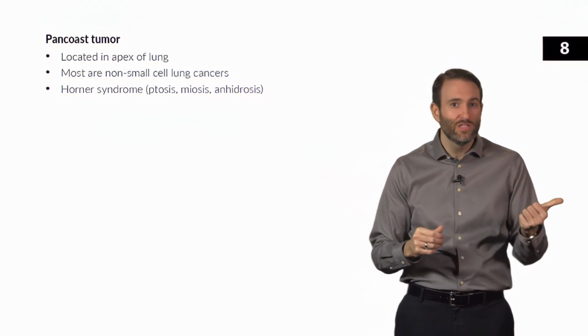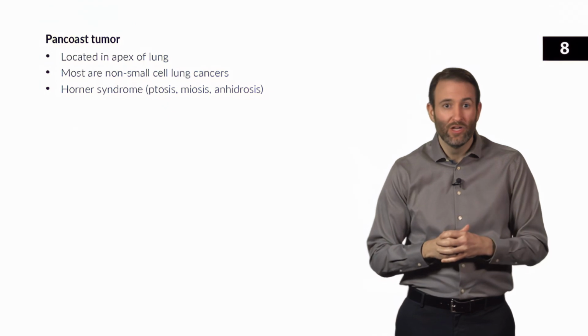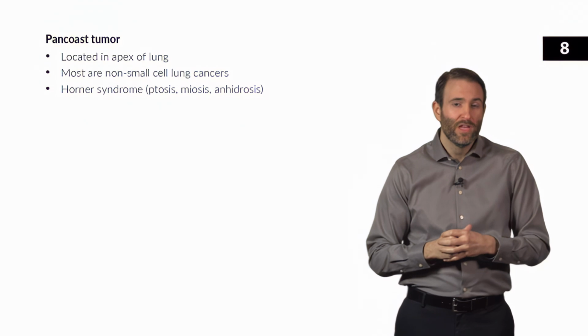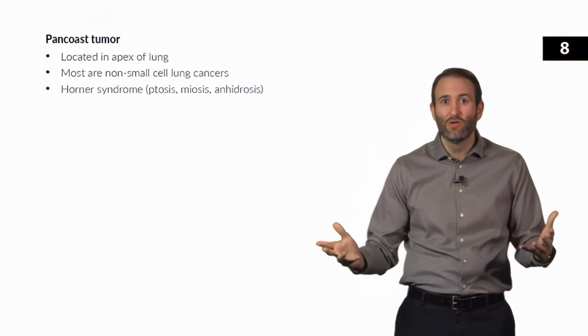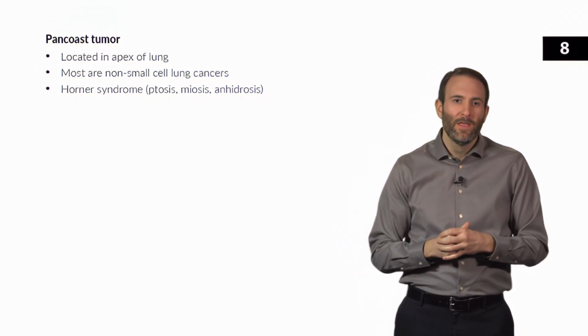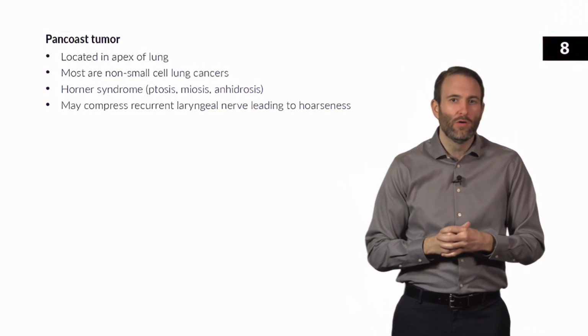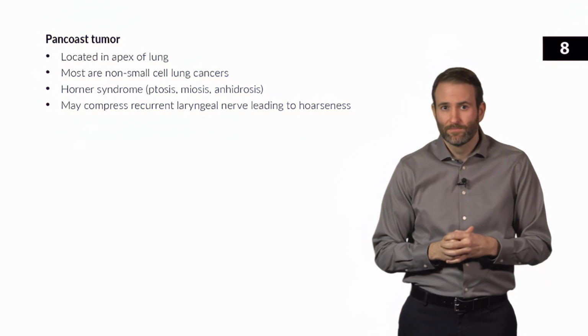Remember, it was ptosis, that's drooping of the eyelid, and usually that's just going to be unilateral. You have miosis, that's going to be constriction of the pupil, and then you're going to have anhidrosis, that's going to be decreased sweating of the affected side. Now, the tumor could also compress the recurrent laryngeal nerve, which will result in hoarseness.